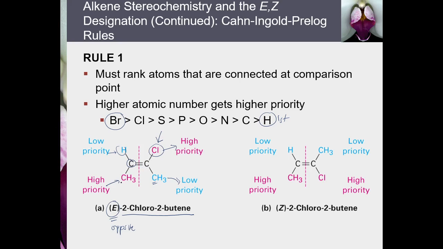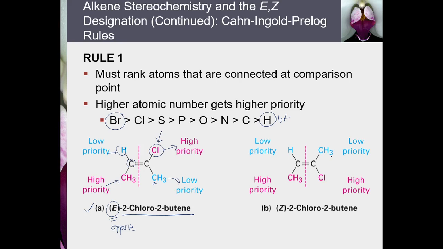So kung dito ka nag-start, this is 1, 2, 3. Pag dito ka naman nag-start, this is 1, 2, 3. So, yung chlorine natin dapat mabigyan natin ng lower number. So, that's why it's 2. So, the correct name for this one is E-2-chloro-2-butene. Okay. So, that's for the first example.